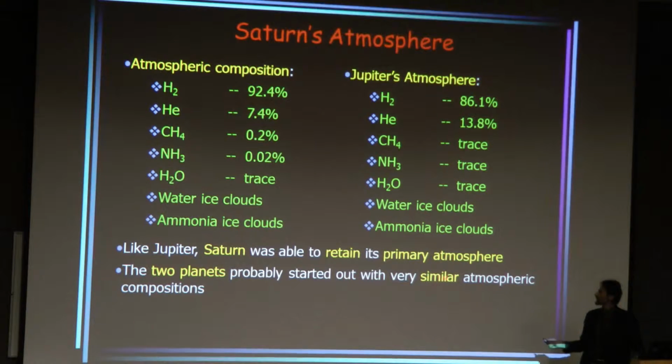Well, the two planets probably started out with very similar atmospheric composition, so we're still facing a puzzle here as to why the cloud top compositions are a bit different from each other.